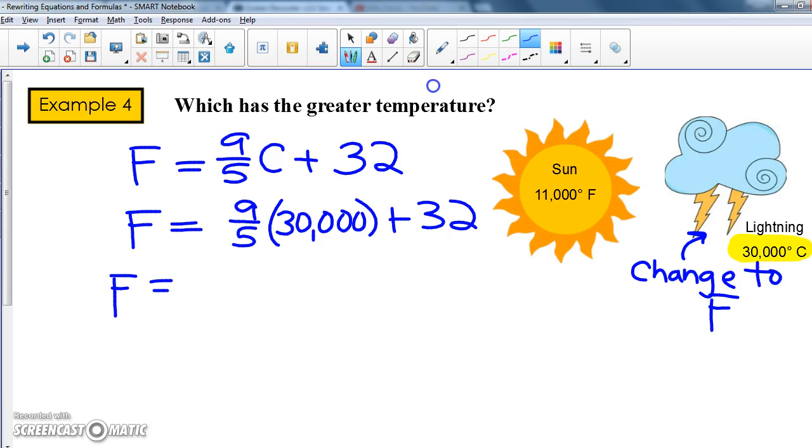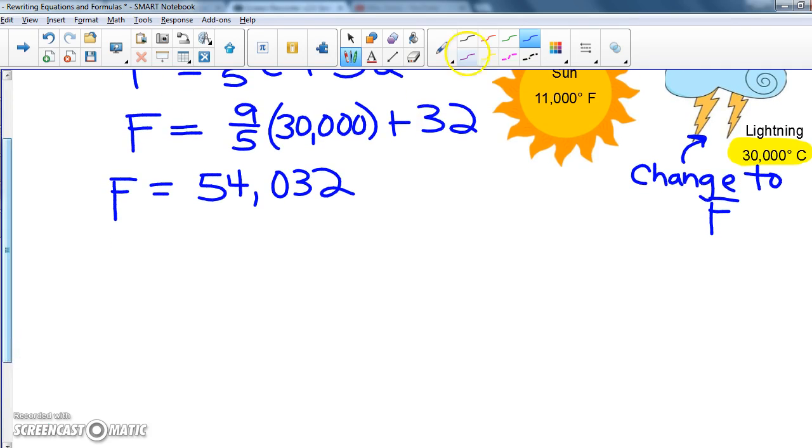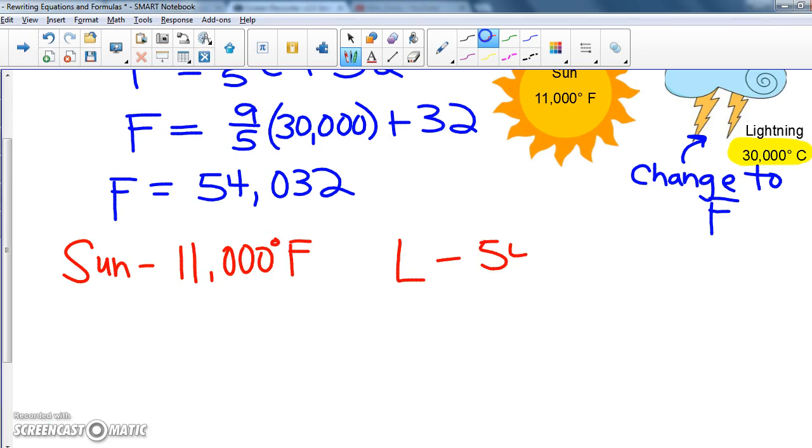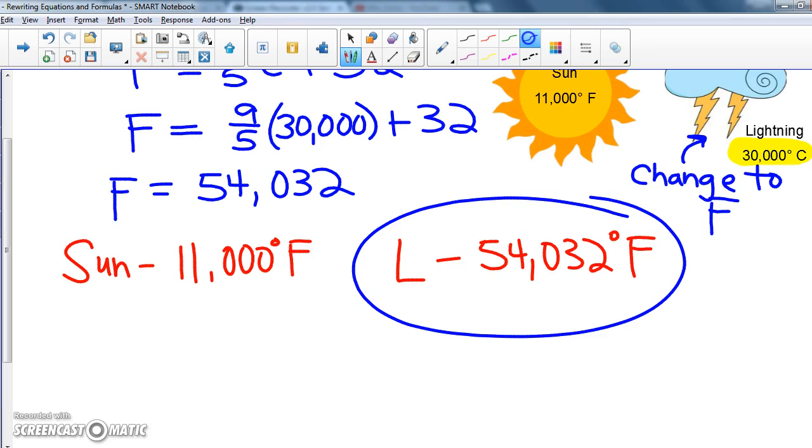So if I go ahead and do that on a calculator, that's going to give me 54,032, which means the sun was 11,000, and now my lightning is 54,032. Now they're both in Fahrenheit, so now I can go ahead and compare them. Clearly the lightning is bigger, lightning is greater, the number is greater than the sun, and so lightning has the higher temperature.